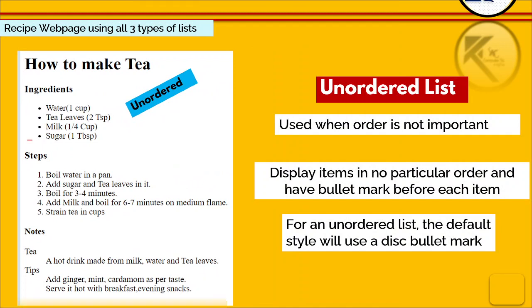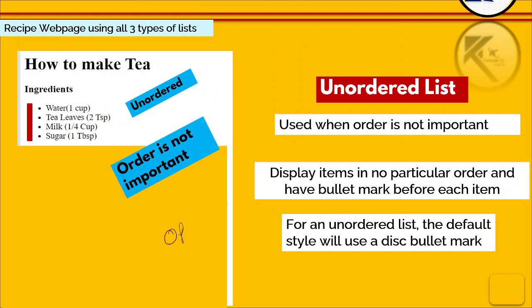So first of all, what is an unordered list? But first, we will have to understand the meaning of order. Let us suppose you are sitting for an exam, then you have to sit according to the roll numbers. So that is basically an order. But when you are sitting in the class for your lecture, then you can occupy any bench within the class. Order doesn't matter. Your position within the class doesn't matter. So, an unordered list is used when order is not important, and it will display the items in no particular order and have a bullet mark before each item, and the default bullet mark is disc.